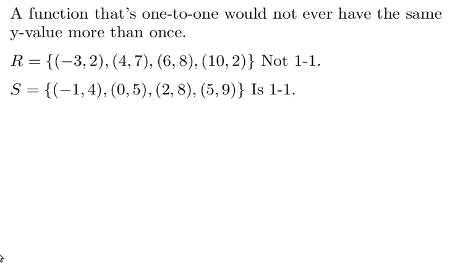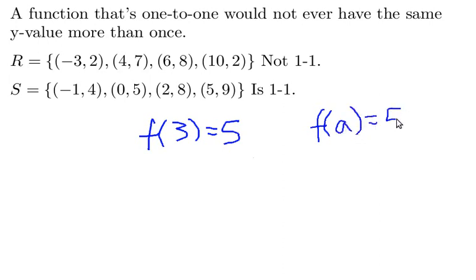So this is the ordered pair way of thinking of it, and it is pretty important to be able to recognize this, because the point of a one-to-one function is that for every value y, let's say you have f of 3 equals 5, and we also know that f of a, and a is an unknown, equals 5.